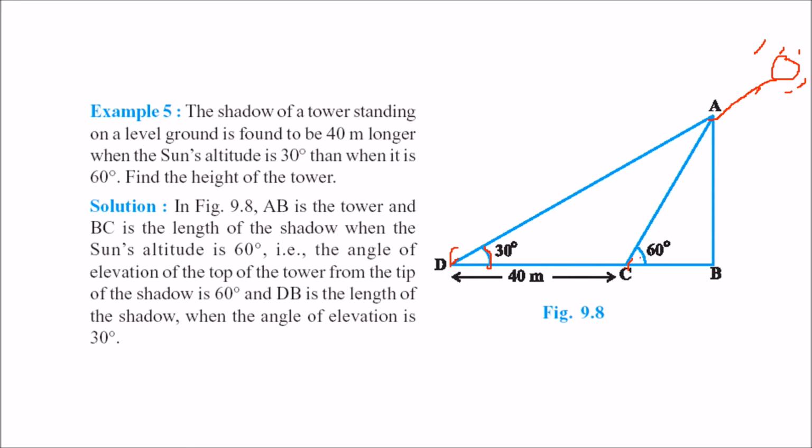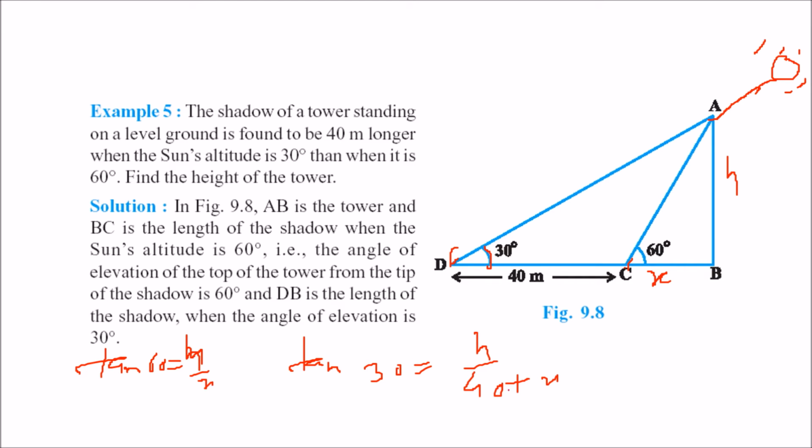Now let us take this as x, and let us take this as h. So the combination will be tan 60 is h by x, and tan 30 is h by 40 plus x, right? H by x and h by 40 plus x. So we have two equations, two variables, we can easily find out. Tan 60 we know, tan 30 we know.